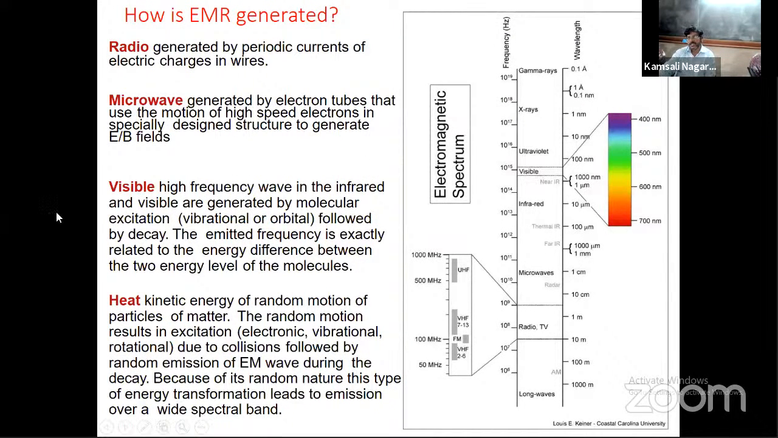If this is the case, how does electromagnetic energy get radiated, or how is electromagnetic radiation generated? On the right side you can see the spectrum covering long waves to short waves, either in terms of frequency or wavelength. The visible part of the spectrum is very small, from violet to red.